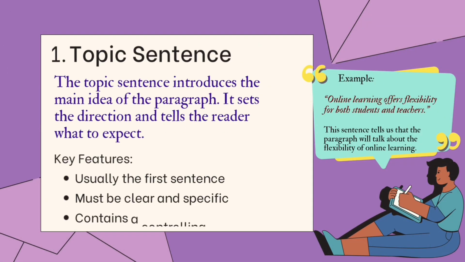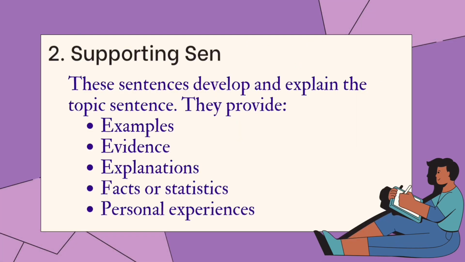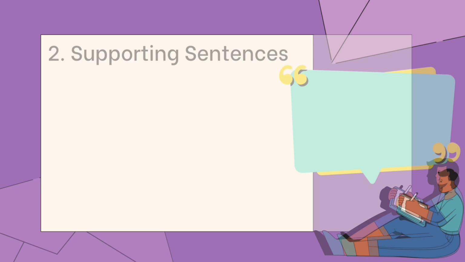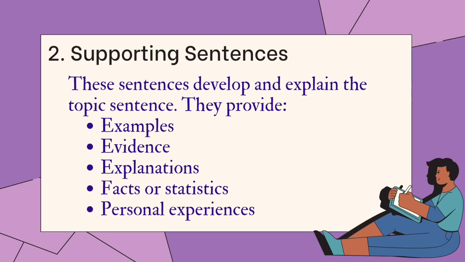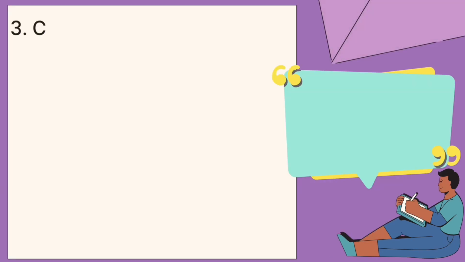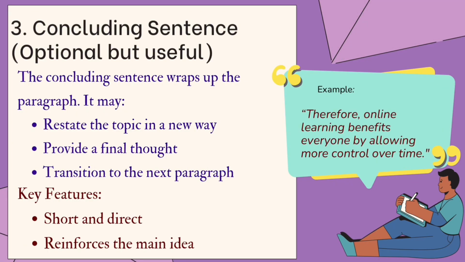This is the main idea of your paragraph, the sentence that tells your reader what the whole paragraph is about. Think of it like a movie title. Before watching, the title gives you a clue what the story is going to be about. Same with topic sentences. Next, we have the supporting sentences. These are the details, explanations, or examples that support your topic sentence. They make your paragraph meaningful and complete. Lastly, we have the concluding sentence. This one is optional, but it's helpful, especially when writing longer texts.